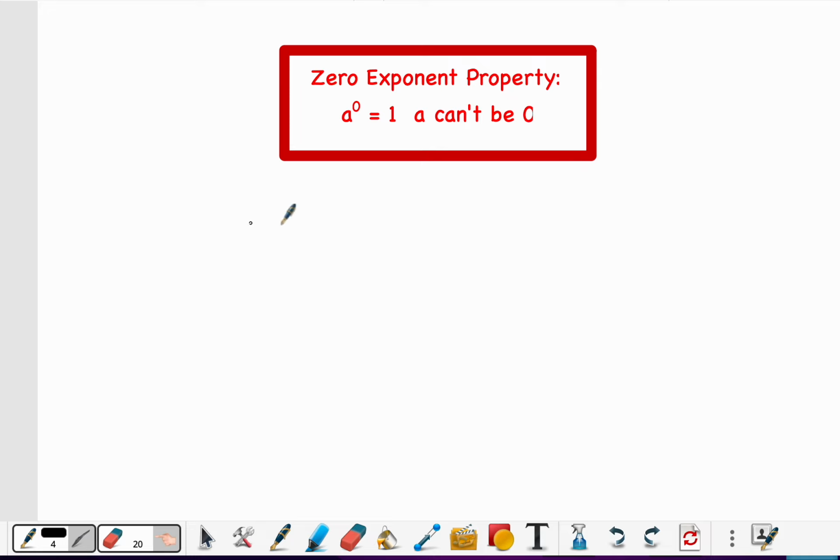One little quick thing to note is any number raised to the 0th power is always 1. If you take 100 to the 0th power, that's 1. If you take negative 22 to the 0th power, that's also 1. The reason this works is illustrated like this.